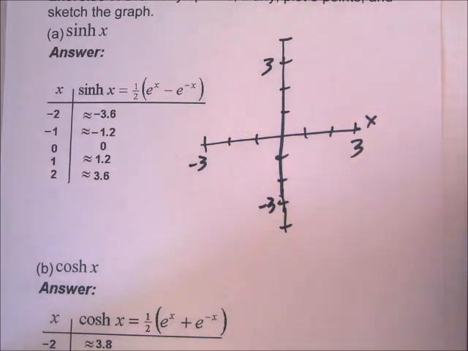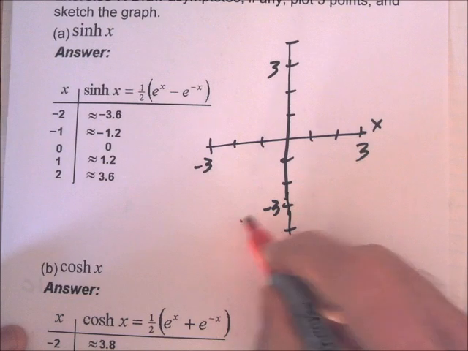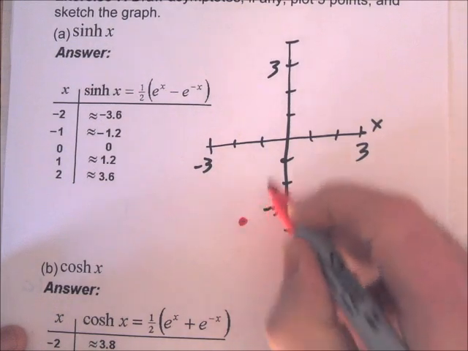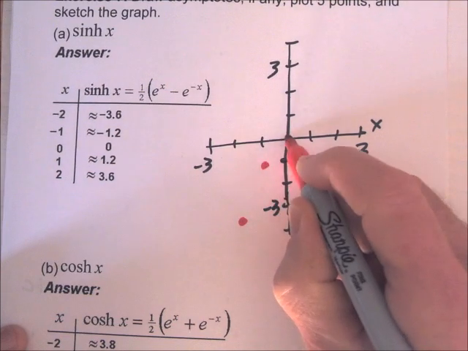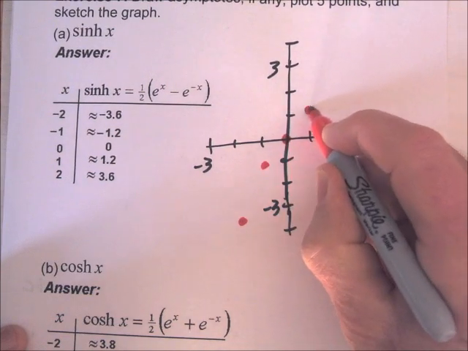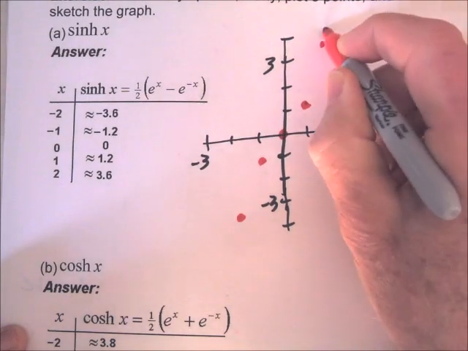It's down negative 3.6, about right here. And then 1 to the left, down 1.2. About right there, and then 0, 0, 1.2, and 3.6 again, and connect the dots.